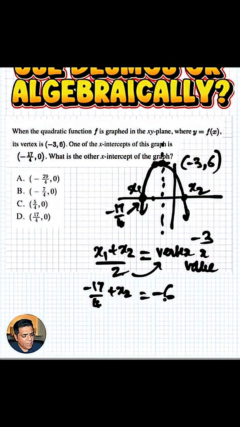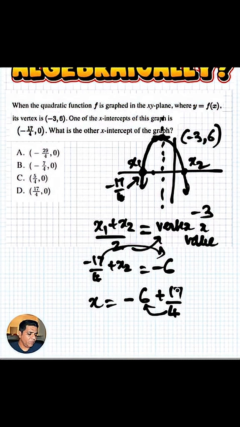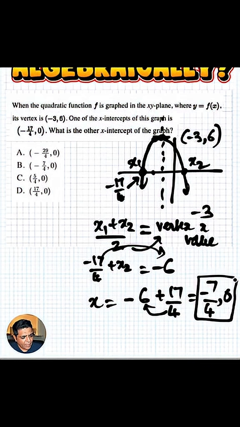is negative 6. Now x2 is easily attained by bringing this to the other side. So now we have negative 6 plus 17/4. We multiply 6 times 4, which is negative 24, plus 17, which is equal to negative 7 fourths. So that is the second x-intercept, given by choice B here, which is the correct answer: negative 7/4, 0.